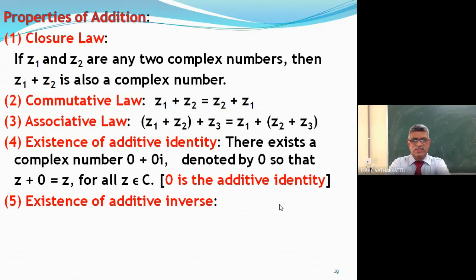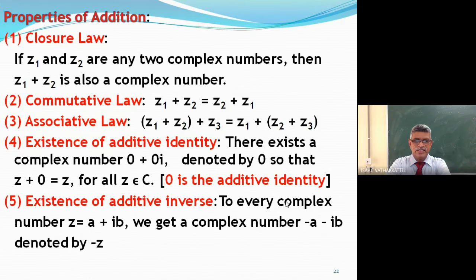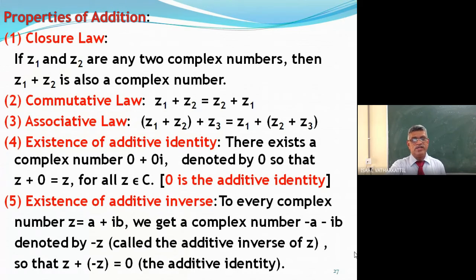Existence of additive inverse. Here it means for every complex number z equal to a plus ib, there is a complex number minus a minus ib. We call it minus z, so that when you add these two, you get the additive identity. That is, this minus z is called the additive inverse of z, so that z plus minus z is the additive identity 0. Nothing special, the normal properties which we see in the set of real numbers.